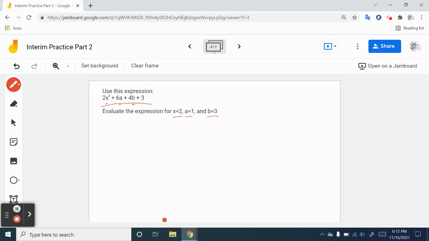So I'm going to have, instead of 2x to the third power, 2 times x is 2, so 2 times 2 to the third power. Plus, instead of 6a, I'm going to have 6 times 1, because a is 1. Plus, instead of 4b, b is 3, so it's going to be plus 4 times 3. And then last, plus 3.